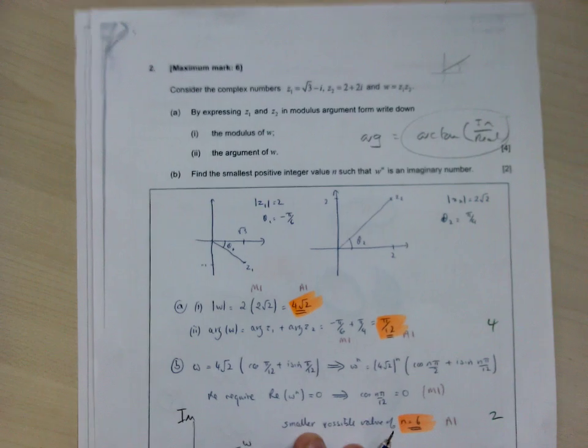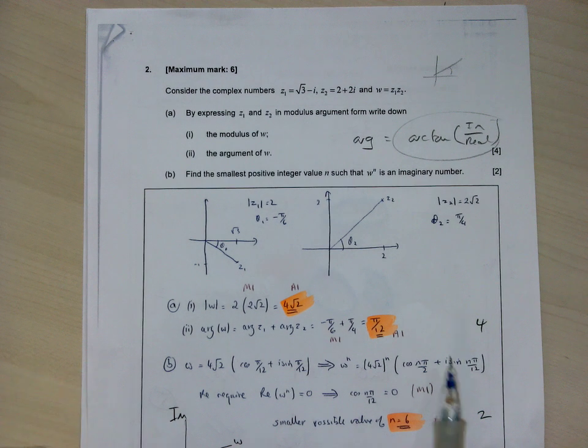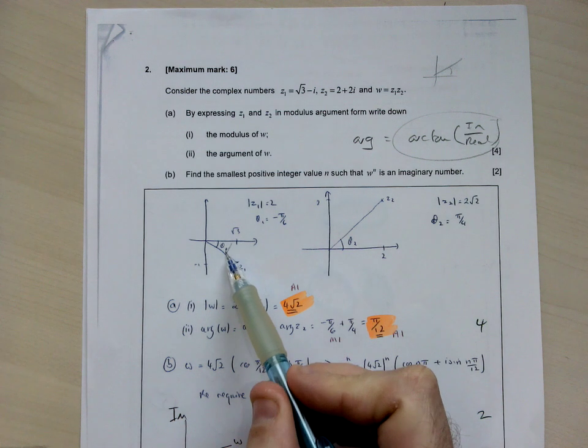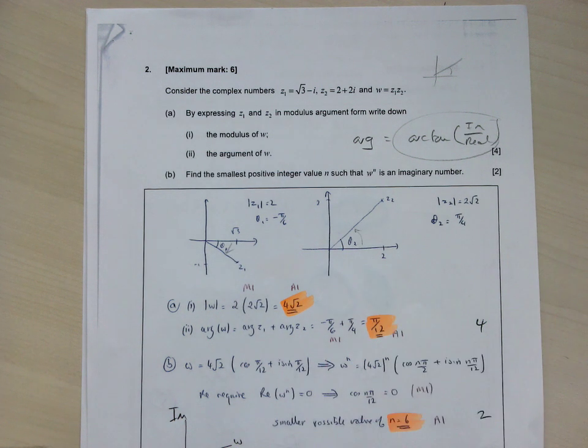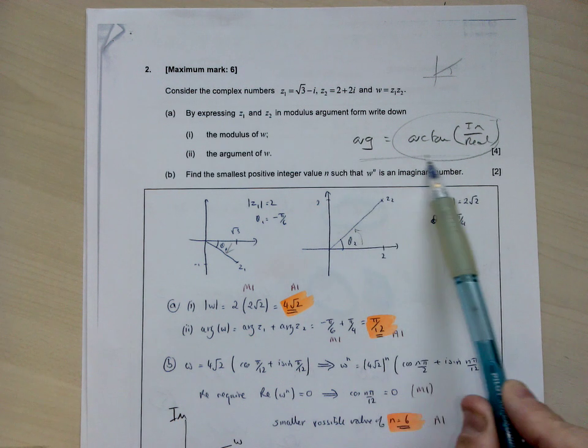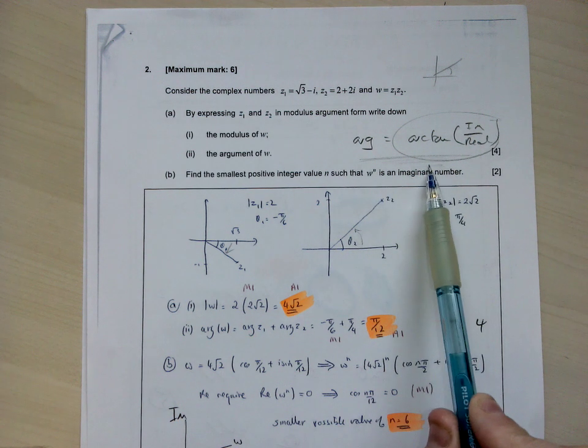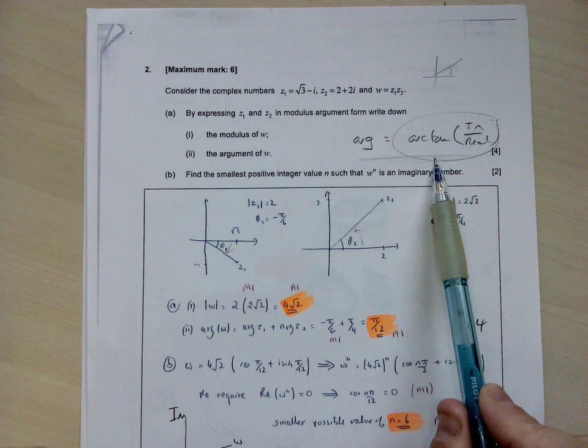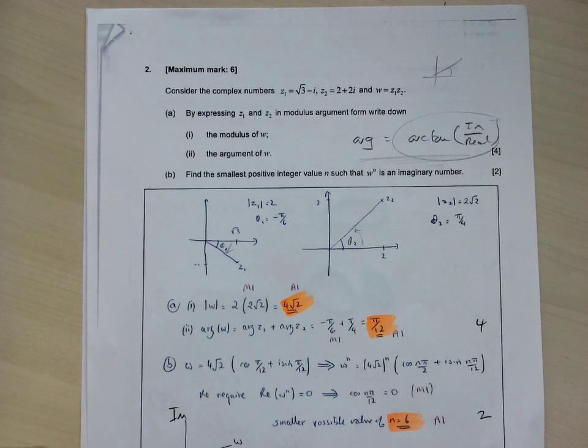Question 2, complex numbers question. The use of the diagrams is crucial here. I can see from the diagram that this argument is going to be negative, this argument is going to be positive. So people who are using the arctan result need to be careful and make sure that their result matches what they know to be true from the diagram.